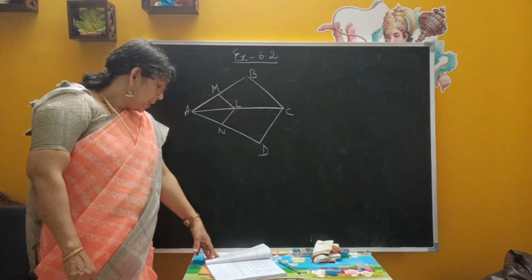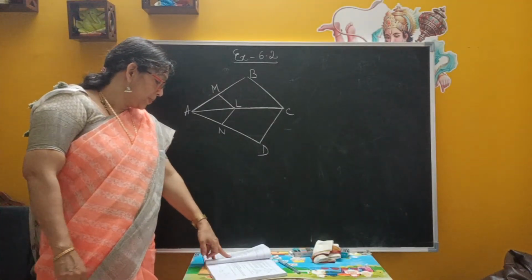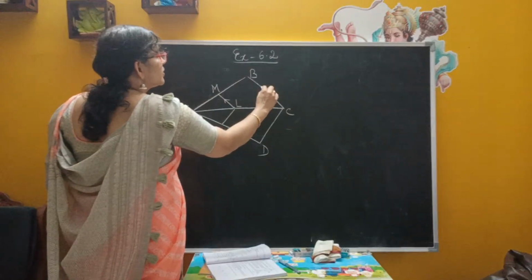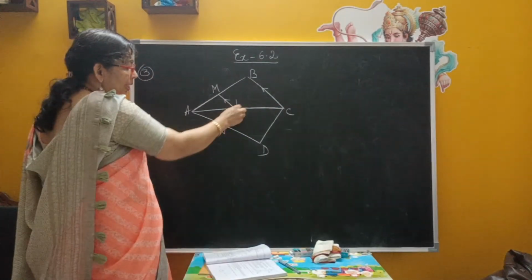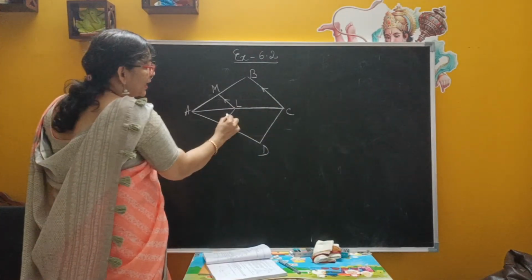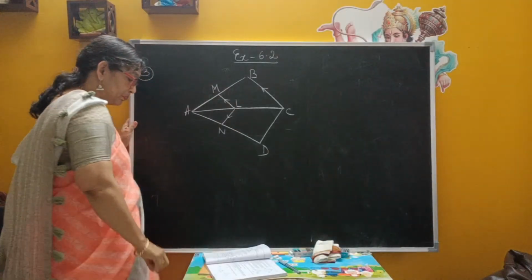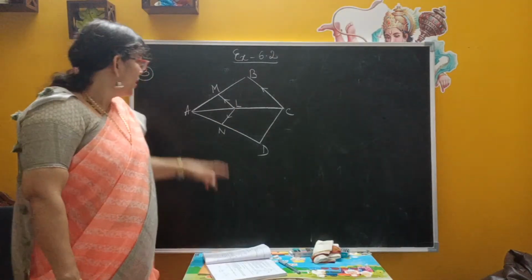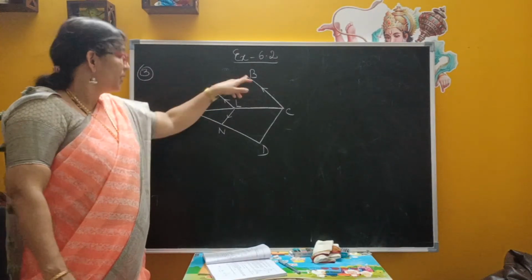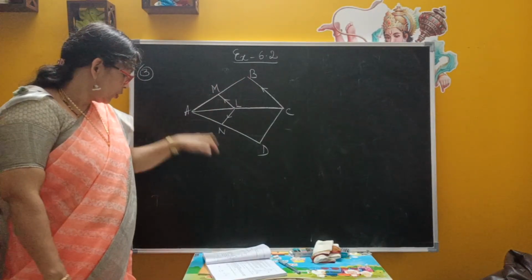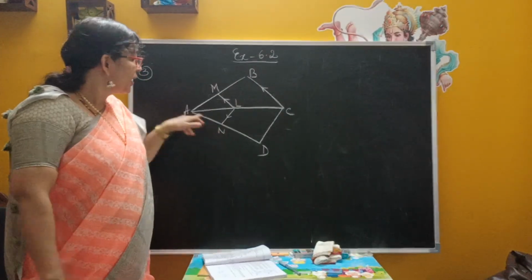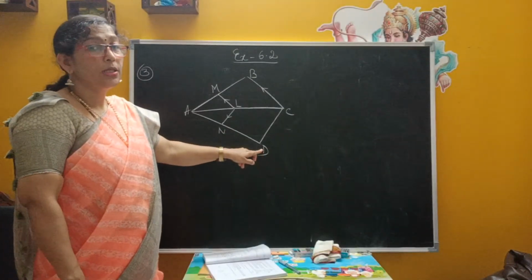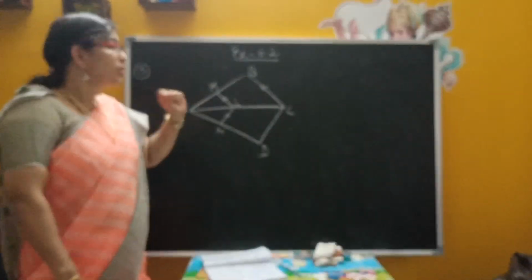LM is parallel to CB. Which is LM? This is parallel to CB. And LN is parallel to CD or DC. Prove that AM by AB is equal to AN by AD. Is it exactly the basic proportionality theorem? No. So let us prove this now.